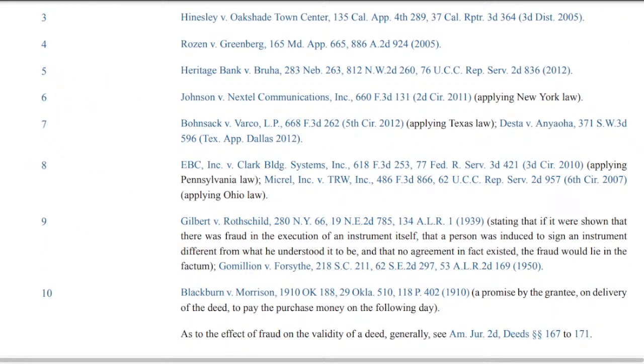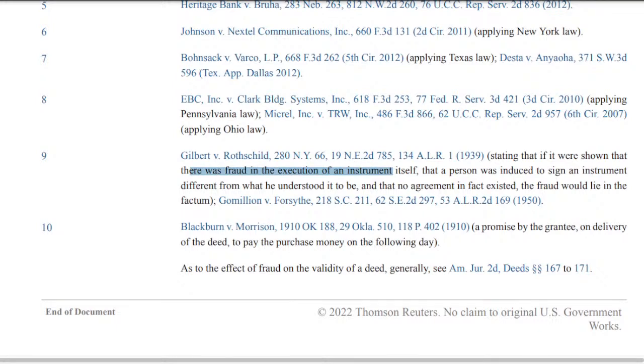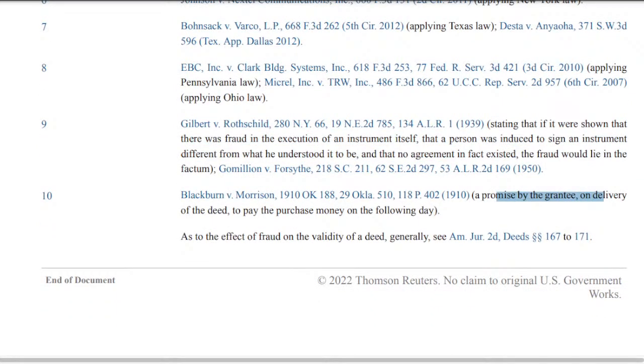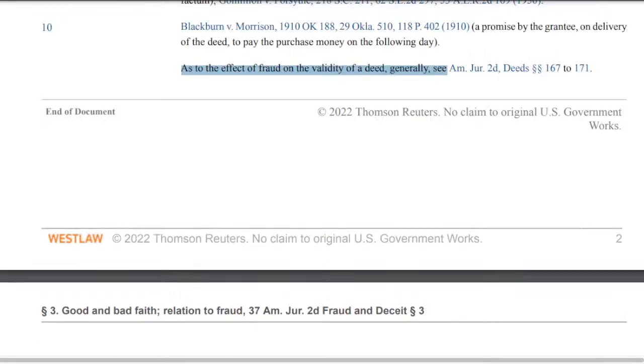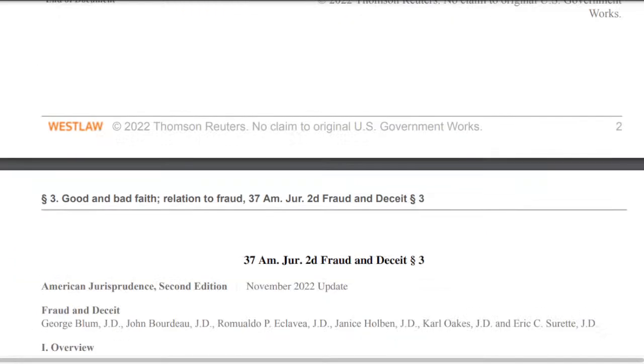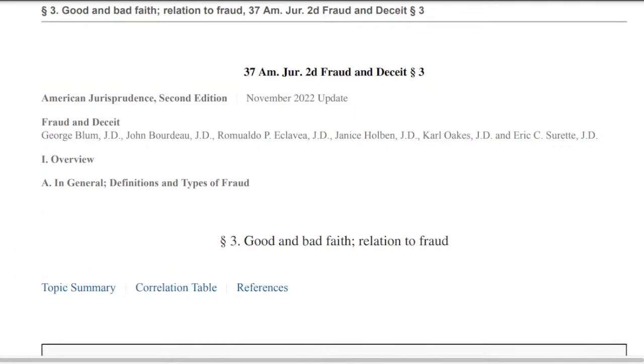And here's all the good stuff here, stating if it were shown that there is fraud in the execution of the instrument itself, that a person was induced to sign it from what it understood to be, and no agreement in fact existed, the fraud would lie in the factum. Promised by the grantee on delivery of the deed to pay the purchase money on the following day, 1910. And as to the effect of fraud on the validity of a deed, generally see Deeds, which we have gone over here as well. Section 160. Okay, so that's another one there.